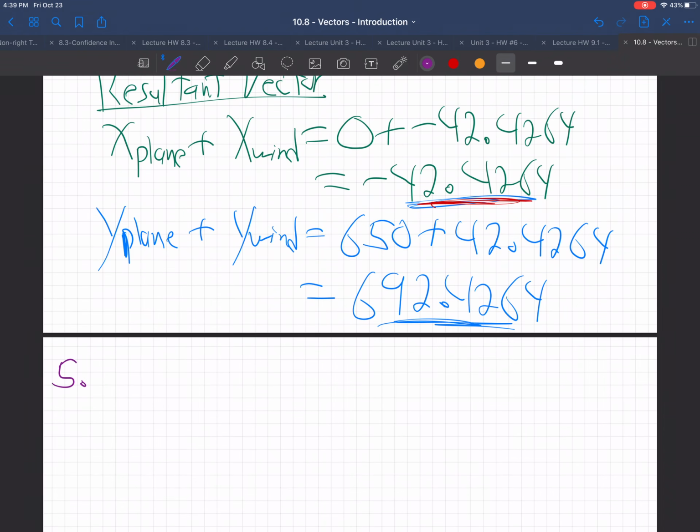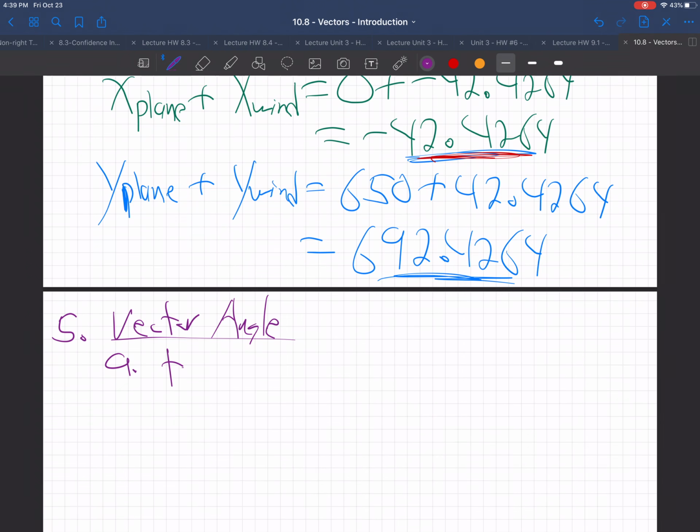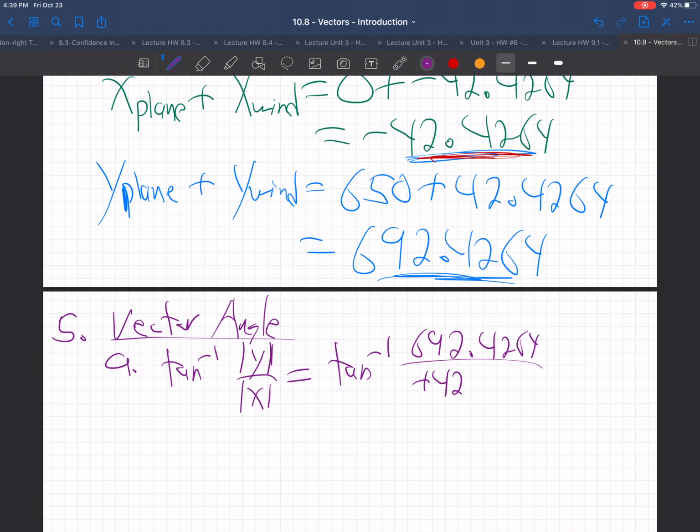So this is a long problem. Step 5. To find a vector angle, so this is an important process. Vector angle, step A, take tangent inverse of absolute value of y over absolute value of x. You've got to make those positive. So tangent inverse, the y is 692.4264. The x, you're going to make it positive, 42.4264. I hope that makes sense because it's the absolute value of the negative, and this is the absolute value of the regular. So that makes it positive, doesn't it?